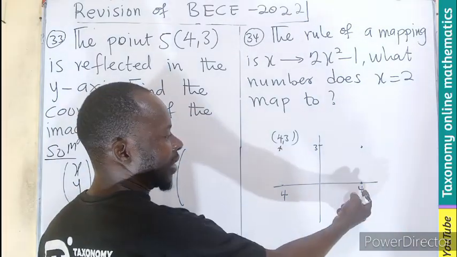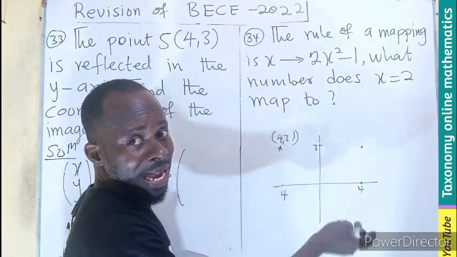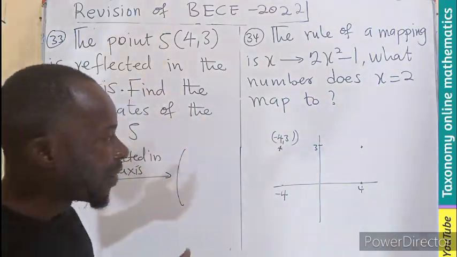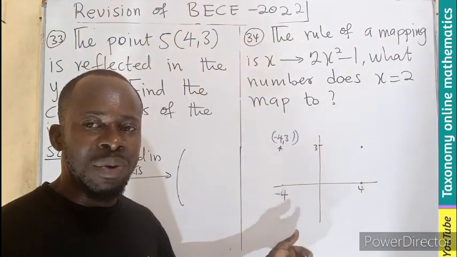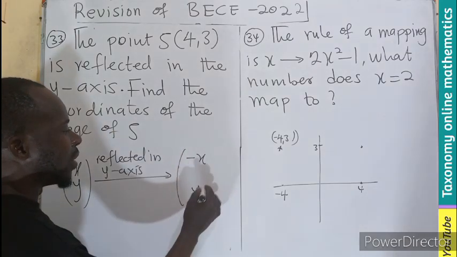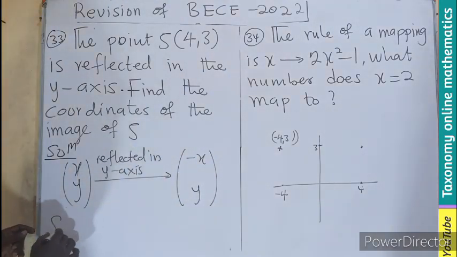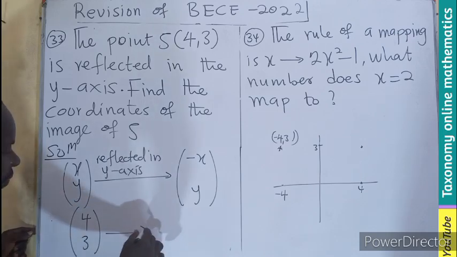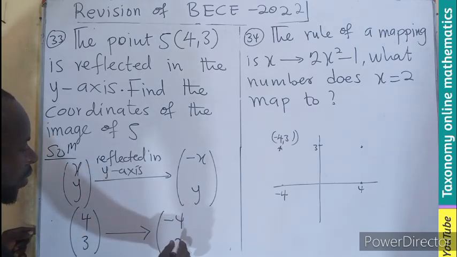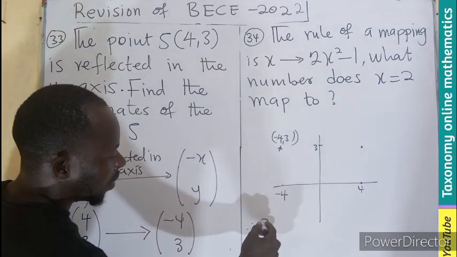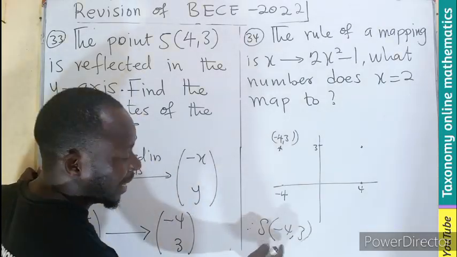But this 4 is not the same as this in terms of value because they are on opposite sides of the origin. So this is negative. So when we are reflecting in the y-axis, it means the x is going to be negative, meaning I'll be having negative x and what? Y. So the point S, which is given as (4, 3), when reflected, will give you (-4, 3). You can even see there, (-4, 3). So therefore, the image will be (-4, 3) in terms of a point.